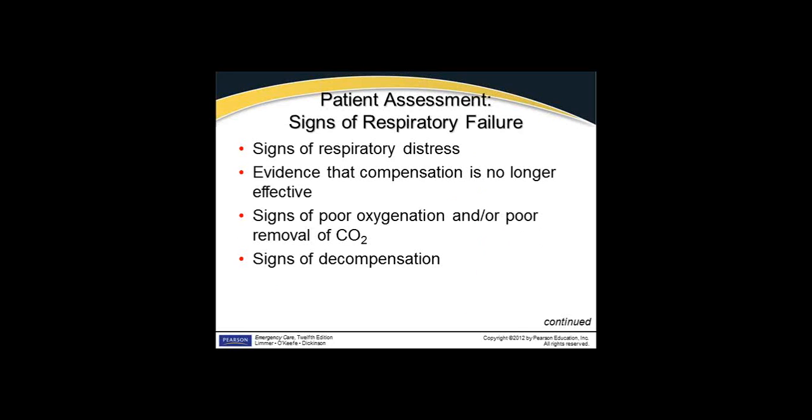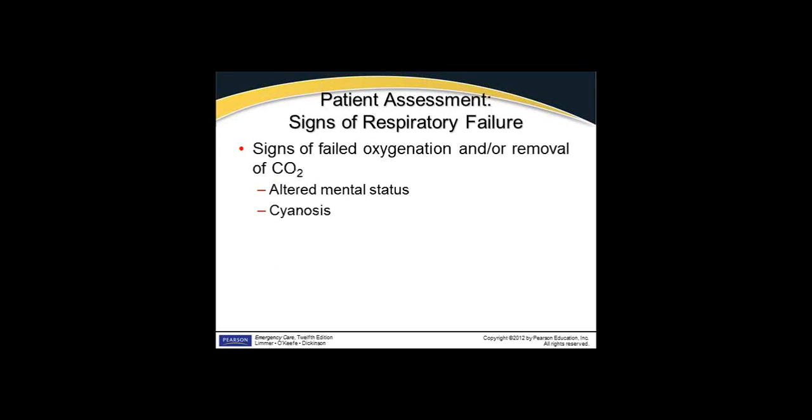So signs or symptoms of respiratory failure, they'll have all the same signs of respiratory distress. However, many of them may have progressed. Evidence of compensation is no longer effective. The signs of poor oxygenation and poor CO2 removal, and they have signs of decompensation. So the respiratory rate is getting worse, or getting much higher. They're struggling much harder. The oxygen saturations are dropping. The skin color is worse. Their heart rate is perhaps even coming down. They'll have altered mental status, so they may no longer be able to stay fully alert to what's going on. They may be kind of dozing or zoning out. The cyanosis, as I mentioned.